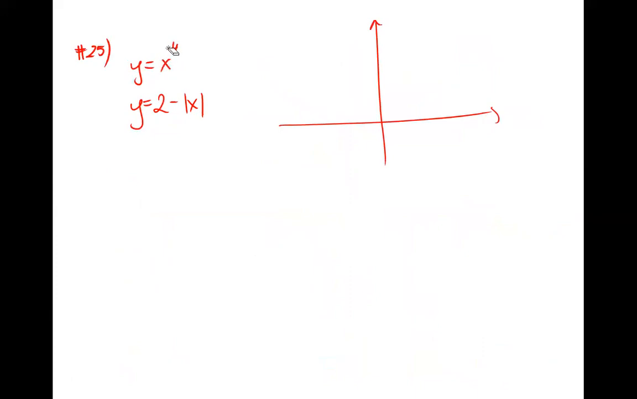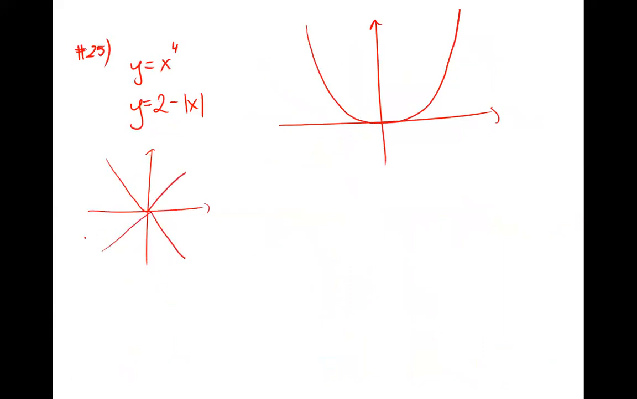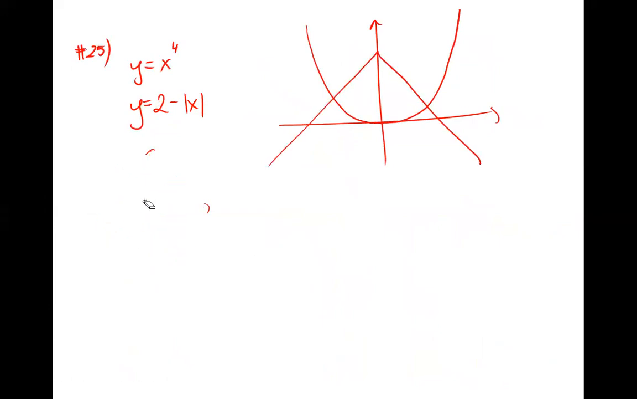Y equals x to the power of 4 is almost like a parabola, but it's a little bit flat at 0. And for this one, we know the absolute value of x, the negative will flip the absolute value, and the 2 will shift it up. That means this is the absolute value upside down, shifted 2 units up. It should be nice and symmetric because both of them are even functions.